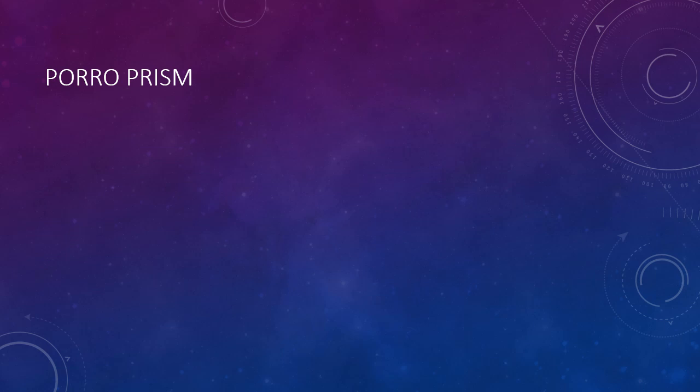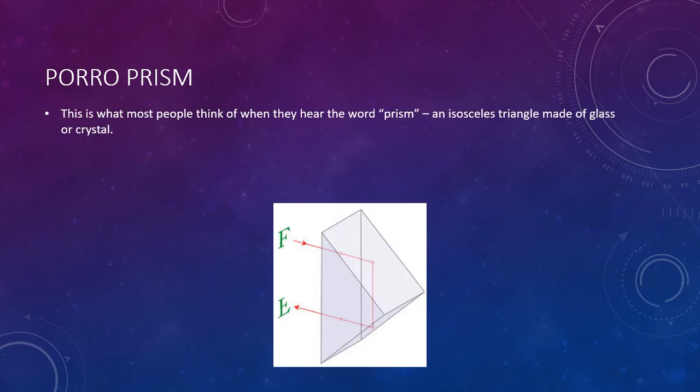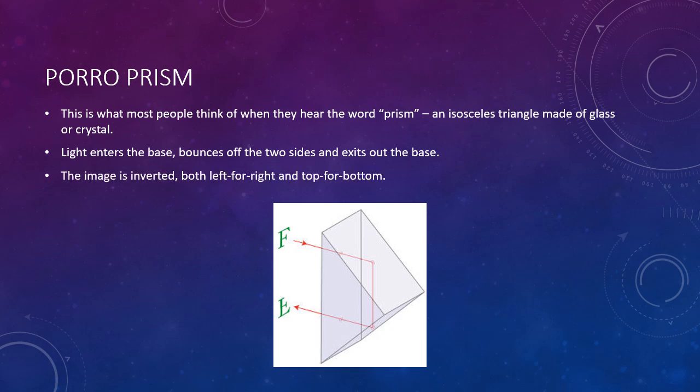Porro prism. This is what most people think of when they hear the word prism, an isosceles triangle made of glass or crystal. Light enters the base, bounces off the two sides, and exits out the base. The image is inverted, both left for right and top for bottom.